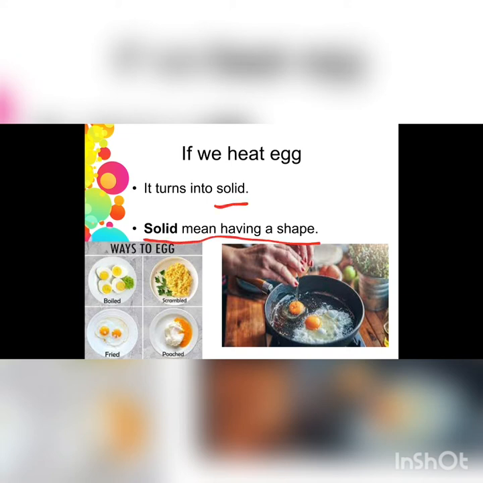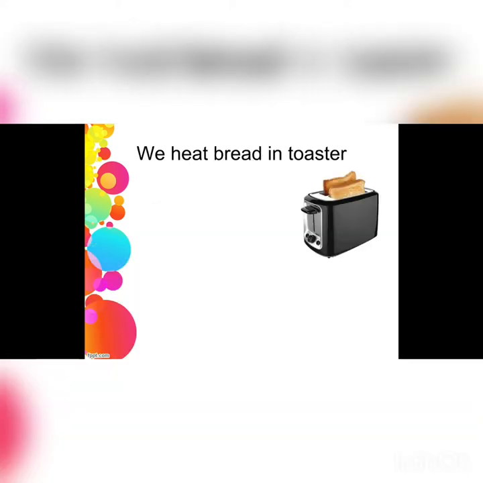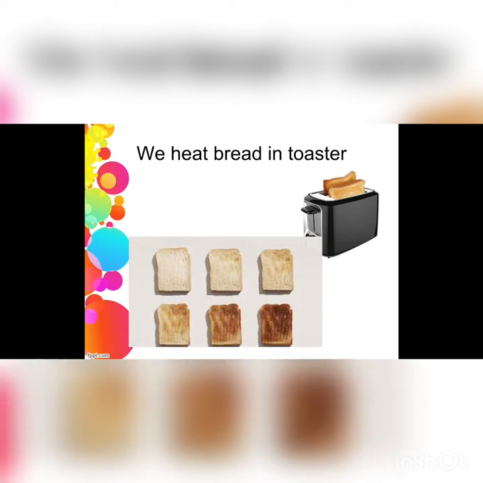Solid means having a shape. Here in the picture, you can see a raw egg which is liquid, and when we are cooking it, it is turning solid, like boiled eggs, fried eggs, scrambled eggs or poached eggs. They are solid. When we heat the eggs, they become solid. When we heat bread in a toaster, what happens? It turns brown and hard. The cold bread is soft, but when heated, it becomes crisp.